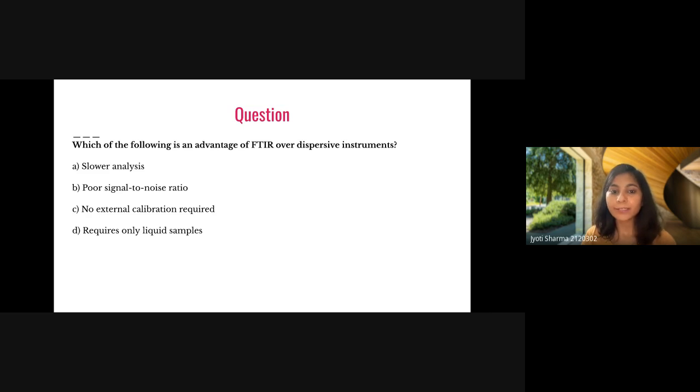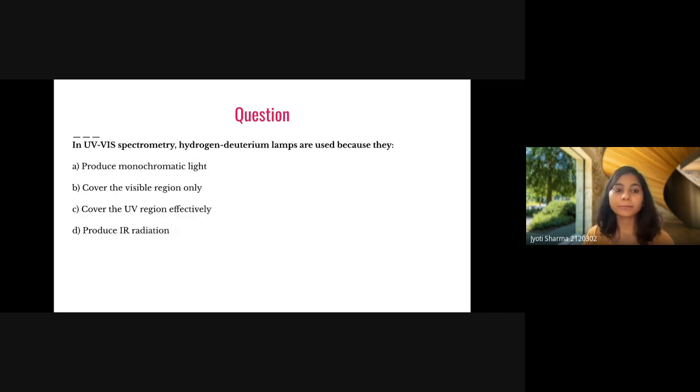Because I have less time, then yes. So we do not need any calibration required, so that is an advantage of FTIR.